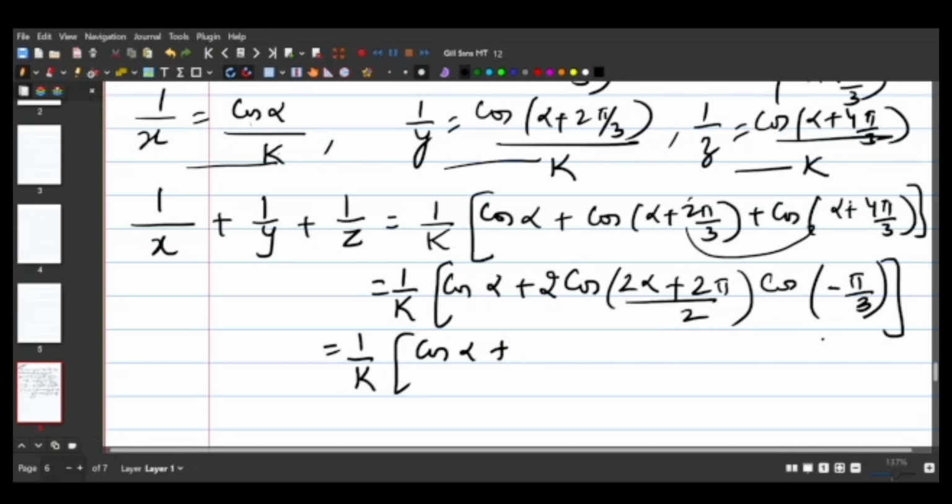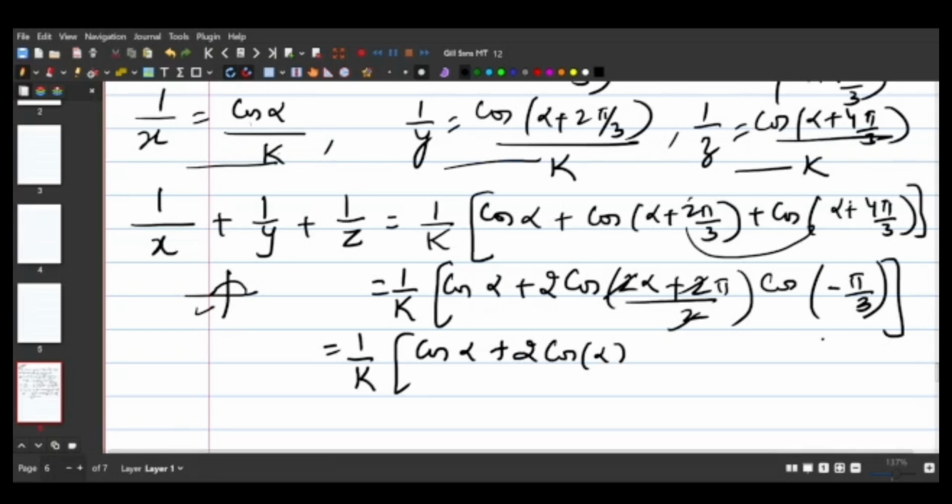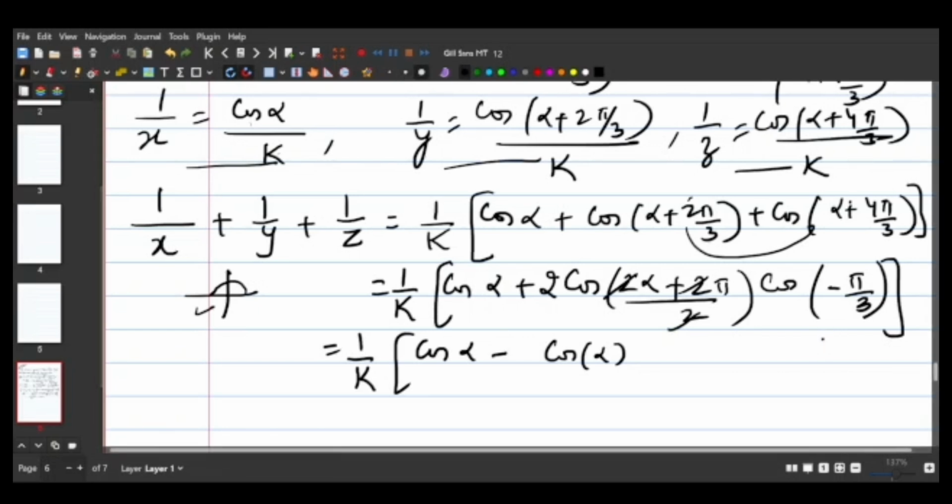Now from here, 2 would be cancelled, and we know that pi plus alpha is in the third quadrant. I hope you know that. Pi plus alpha: this is pi, then we are adding some acute angle, so it will lie in the third quadrant, and in the third quadrant cos is negative. So we will write this as 2 times cos alpha, and that minus sign I am writing here. I hope you understood how that minus sign has come.